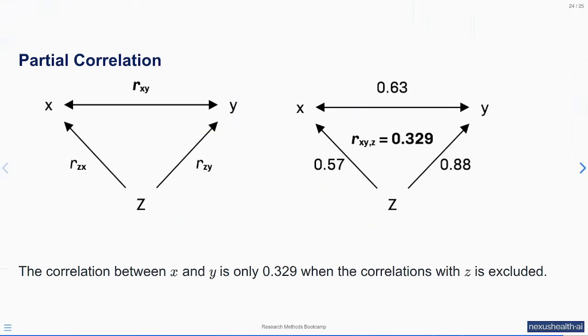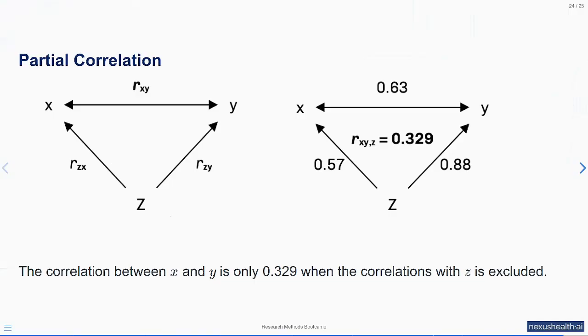And so if we display this graphically, you see this. The correlation between x and y is only 0.329 when the correlations with z are excluded. So the uncontrolled correlation between x and y is 0.63. But here's the point. The third variable z is influencing both variables. And so if that is not accounted for, then we misleadingly report the correlation between x and y as 0.63.